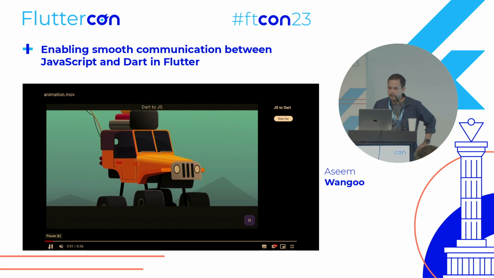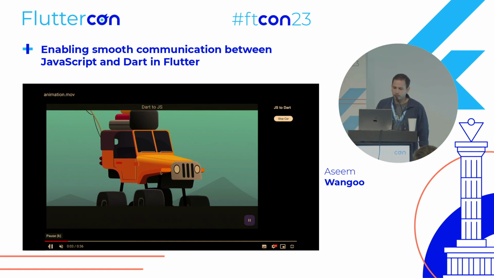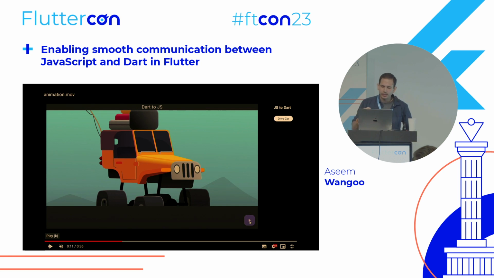So now the animation runs, the car is running, and as you can see, there is a floating action button on the bottom right. That is already playing, and the text on the right-hand side is stop car. That means if you want to stop the car, you need to press this button. But as of now, it's running. So I'm showing that, hey, this is JS to Dart and Dart to JS. Now I will be pausing this. This is within the Flutter web app.